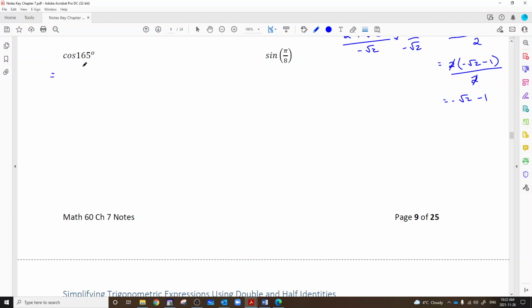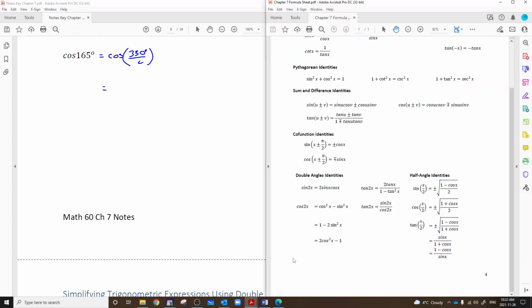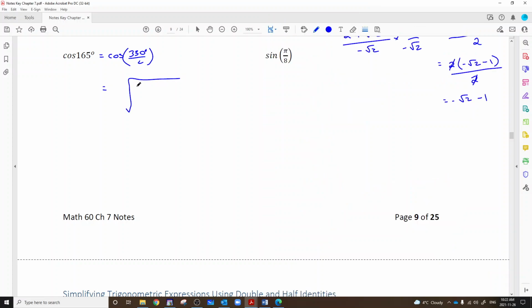So we've got cos of 165, which is equivalent to the cos of, we take 165 and multiply by 2, and we get 330. So the cos of 330 degrees divided by 2. Then we go to our identity page and pull out the proper identity. The cos of x over 2 is equal to plus or minus, there's that plus or minus thing again, the square root of 1 plus cos x over 2. So 1 plus the cos of 330 divided by 2.